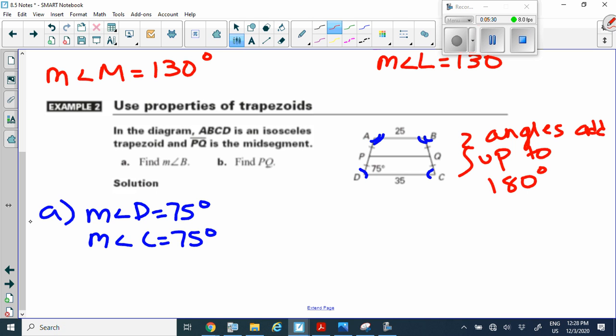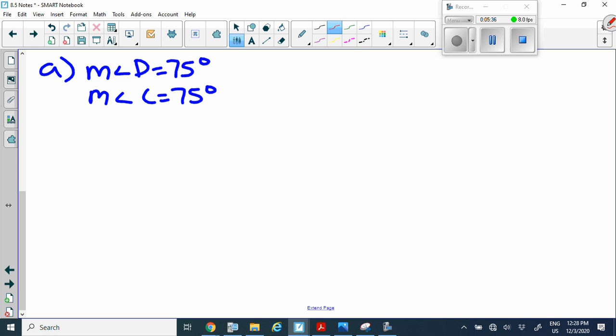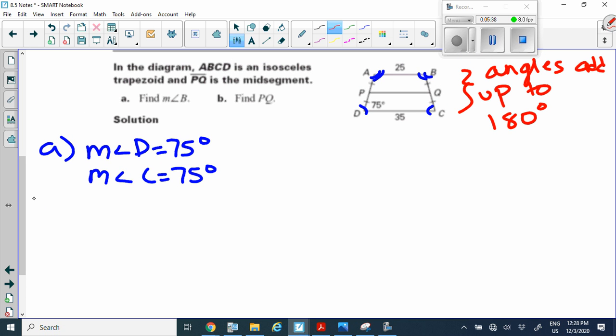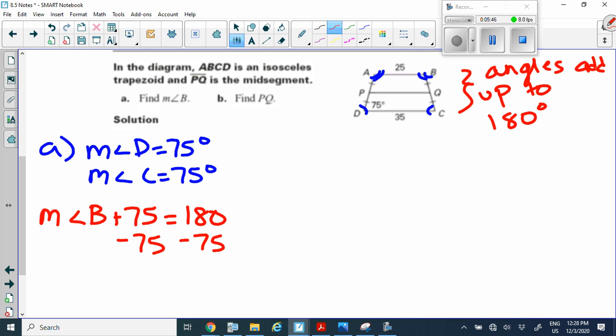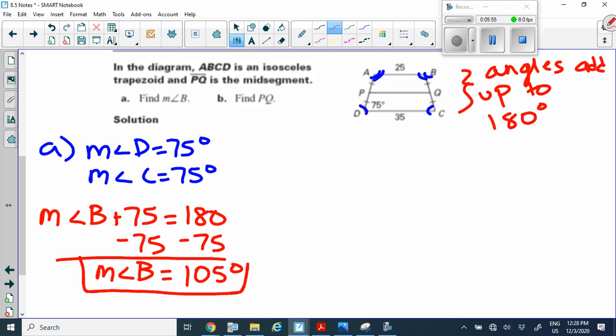So how we're going to do this is that we can take our angle C, add it to our angle B, and set it equal to 180 degrees. So I'm going to subtract 75 from both sides. I get measure of angle B equals 105 degrees.